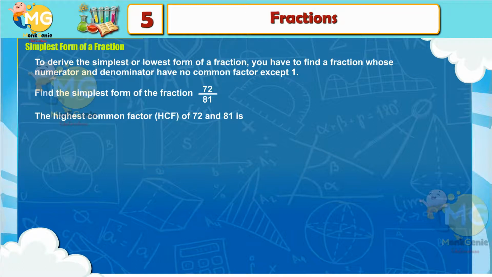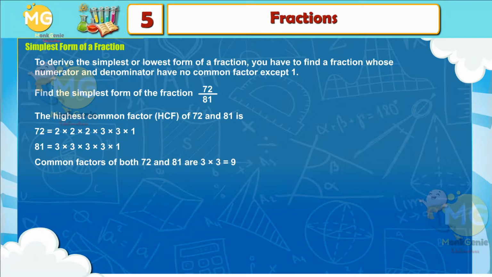The highest common factor, HCF, of 72 and 81: 72 equal to 2 multiplied by 2 multiplied by 2 multiplied by 3 multiplied by 3 multiplied by 1. 81 equal to 3 multiplied by 3 multiplied by 3 multiplied by 3 multiplied by 1. Common factors of both 72 and 81 are 3 multiplied by 3 equal to 9. Therefore, HCF of 72 and 81 is 9.